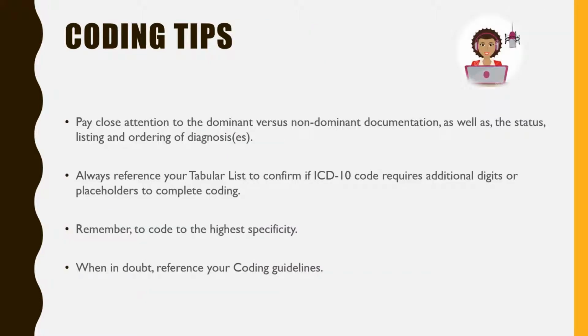In our coding tips, we must first pay close attention to the dominant versus non-dominant documentation, as well as the status, the listing, and the ordering of diagnosis. What I mean by ordering is how the doctor lists the diagnosis. Again, there are guidelines that specify how diagnoses should be coded or listed based upon the ordering of those diagnoses. And you also want to pay close attention to whether or not the doctor specifies the left or the right.